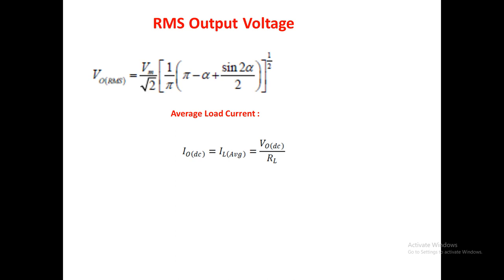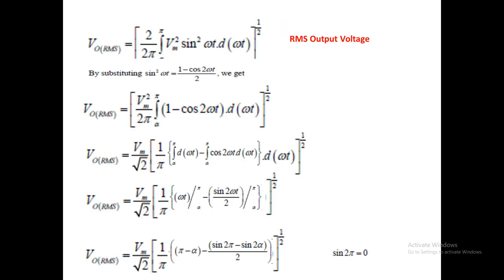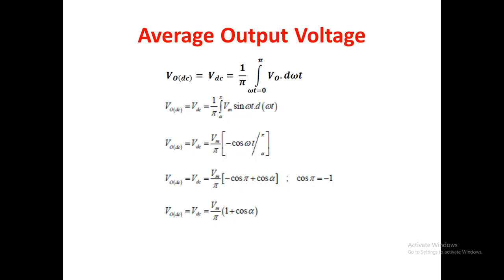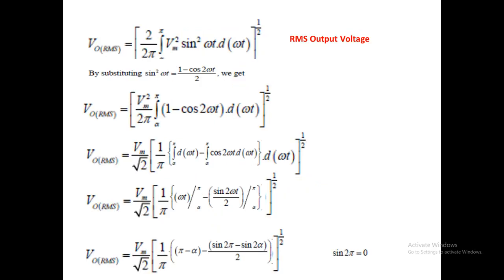Then the average load current will be I0 DC, that is IL average, equal to V0 DC by RL. The same thing we have derived over here, Vm by pi, 1 plus cos alpha, divided by R. So the average output current will be Vm by pi R into 1 plus cos alpha.